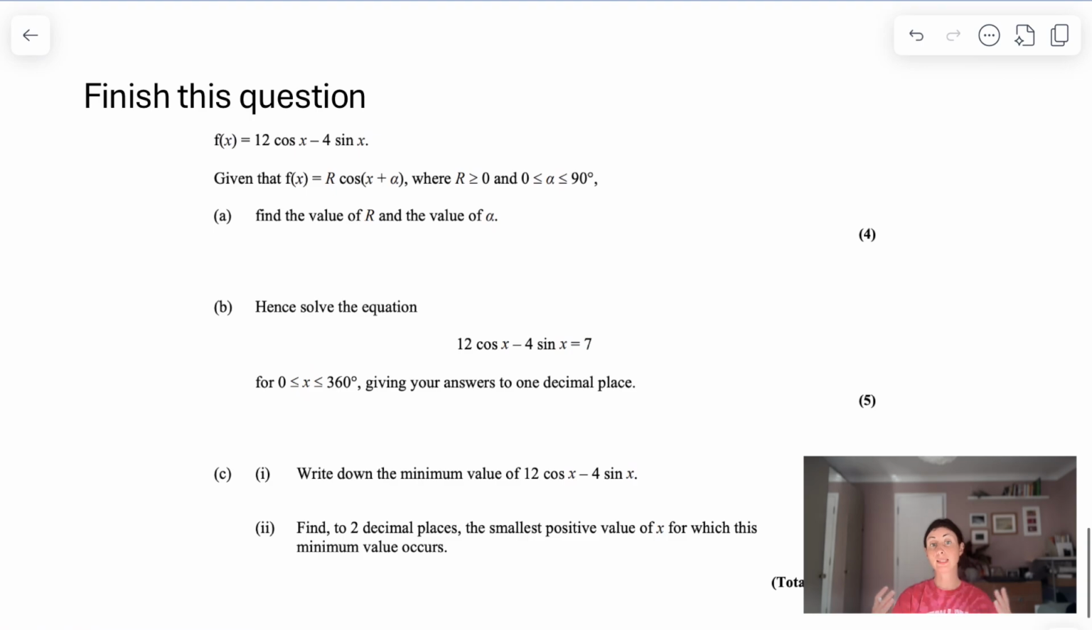So then you could let them see an entire question carrying on with one of the ones they just practiced, where they've already found R and alpha. You could let them solve. So setting it equal to 7 here, it says hence, so there's a hint there to use their answer to part A. And then there's an example of what I was just speaking about. They have to find the minimum value and then solve for when the minimum occurs.